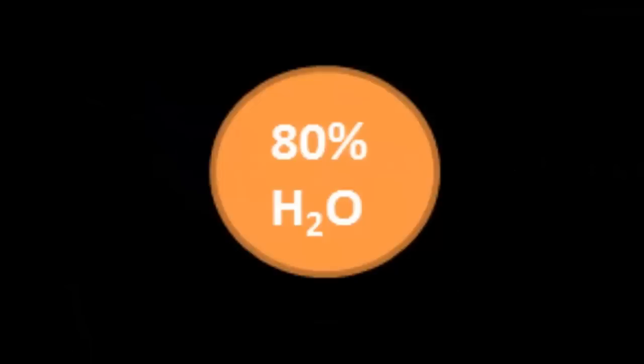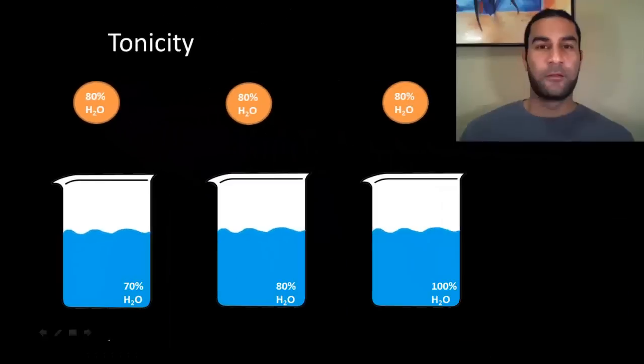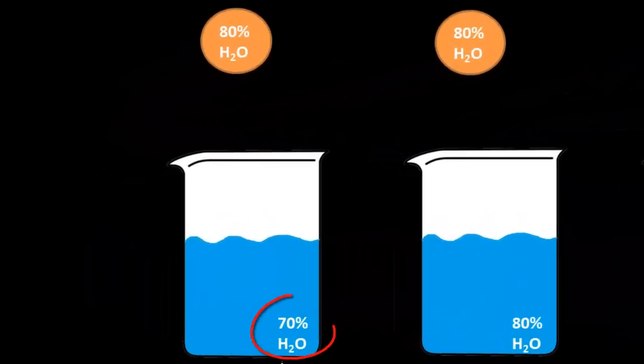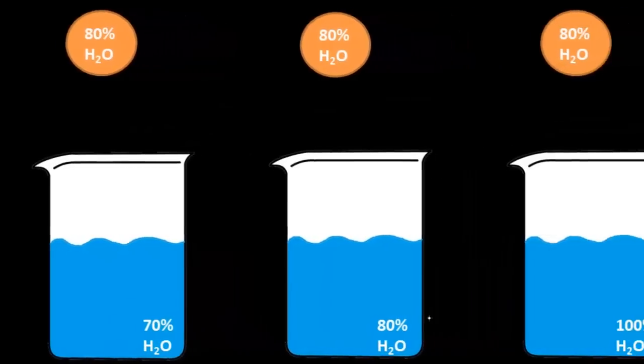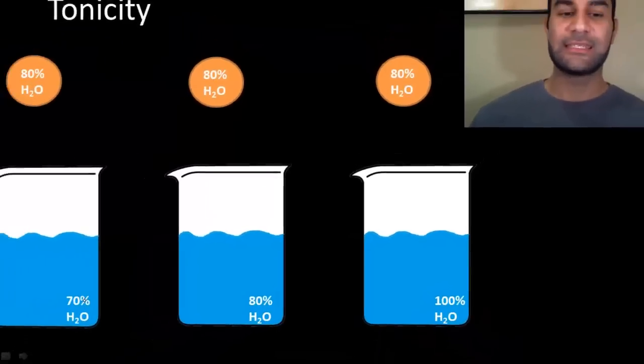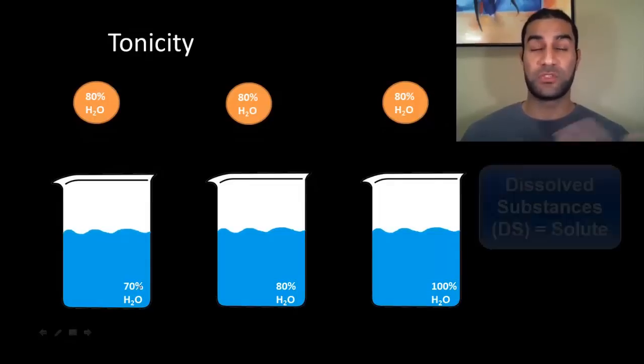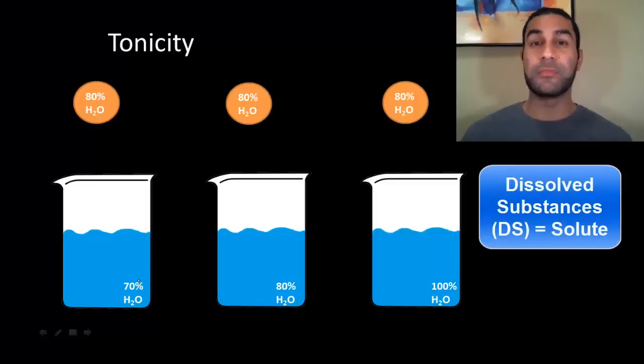They're all identical. So the cells themselves are all made of about 80% water, which means it's about 20% solutes. And again, a solute is everything besides the water in a solution. So the solutes are the different dissolved substances, the different solids, and all the different components that are in the cell besides just water. Beaker number 1, if you look at it, is a 70% water solution. Beaker number 2 is an 80% water solution, and beaker number 3 is a 100% water solution. So if I say it's 70% water, that means that the rest of the percentage to equal 100 is made of other stuff. So we're going to call that again dissolved substances, which is basically everything else that's just dissolved and mixed in with the water.